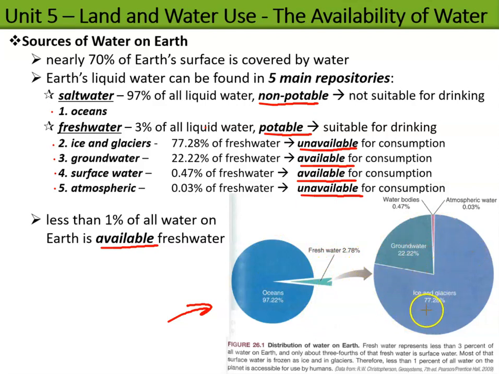Primarily, we're looking at ice and glaciers, which is really not available in any practical way for human consumption or use. And actually, the ice and glaciers are also what is melting due to climate change and global warming. And when that water melts, it flows into the ocean and just joins in with the rest of the salt water. So we are losing some of that fresh water as well due to climate change.